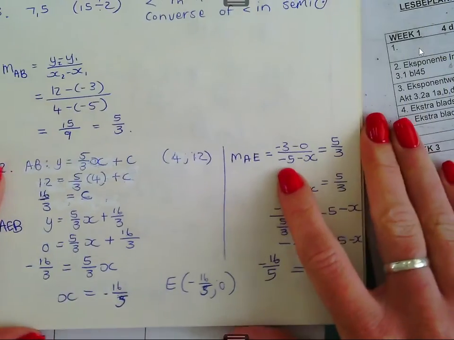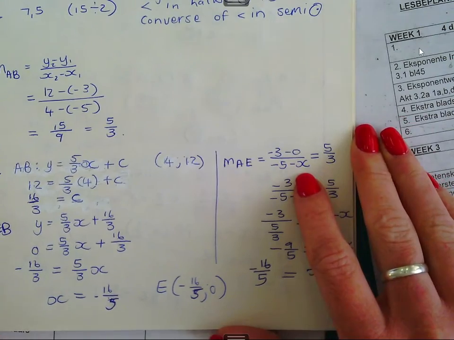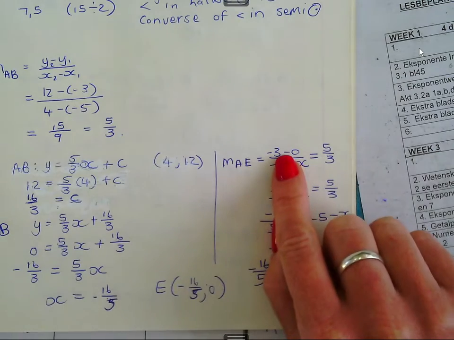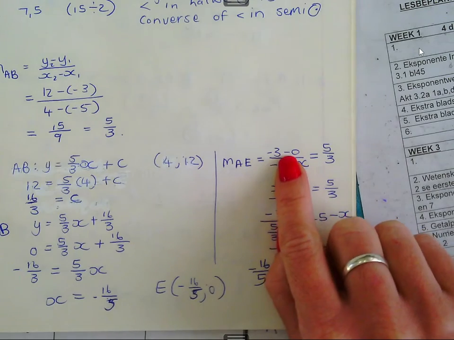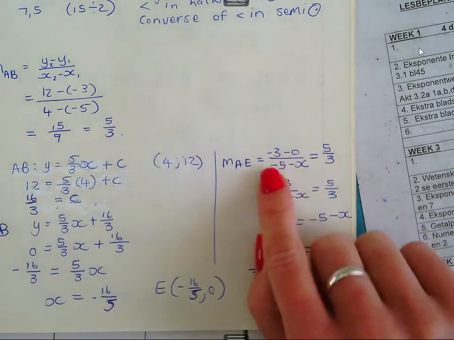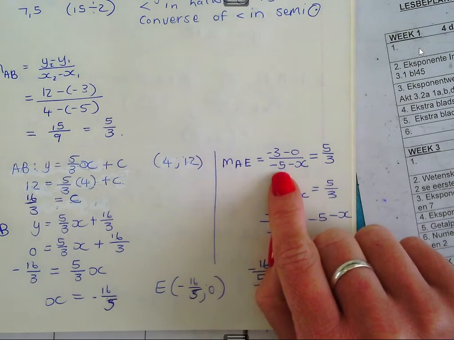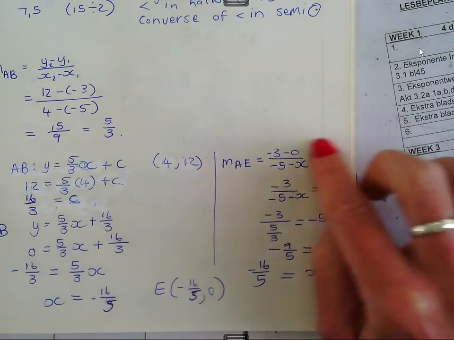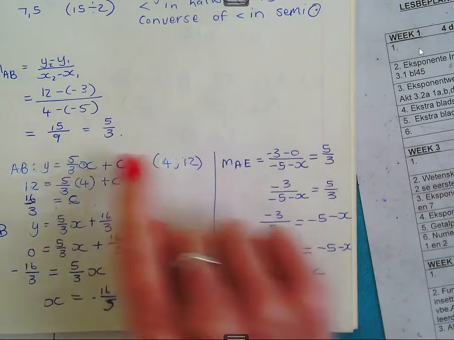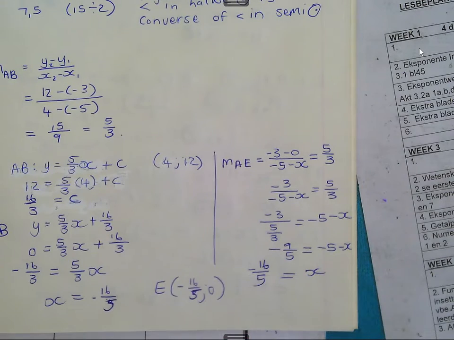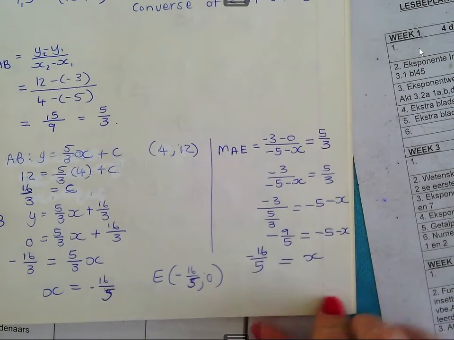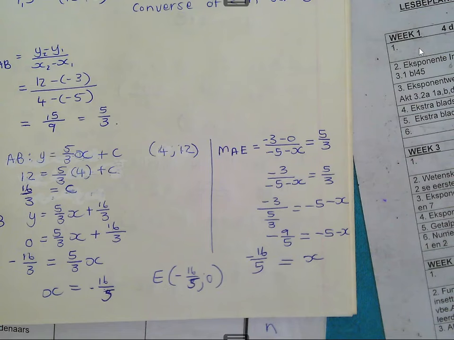So you could have used the gradient formula as well. And you say y minus y. So I took A's y, negative 3, minus E's y, divided by A's x, negative 5, minus E's x, which was the unknown. And I know that the answer must be equal to 5/3 because those points are collinear. Do you understand? And then you solve for x and you find the same answer, negative 16/5.